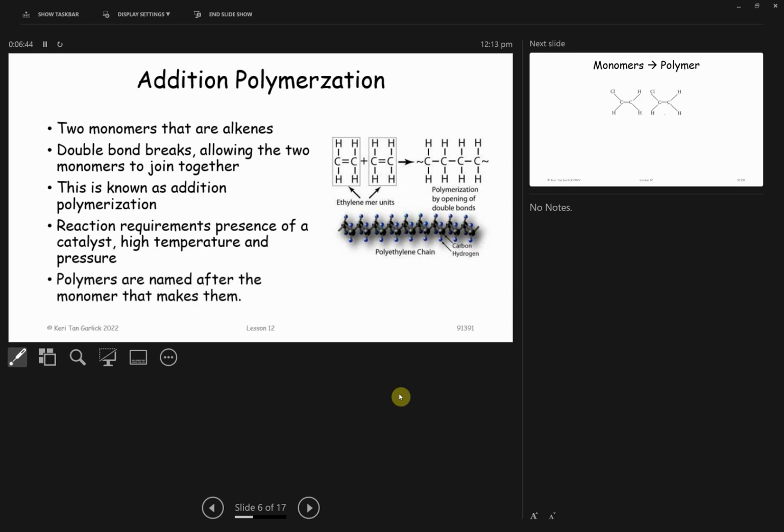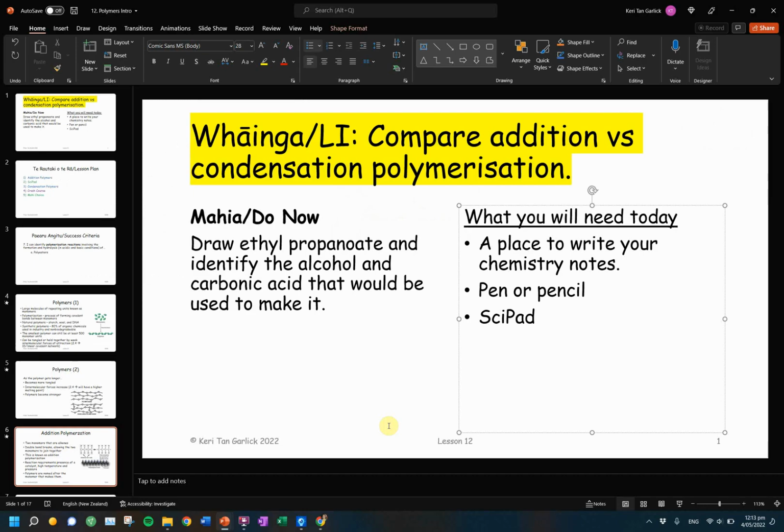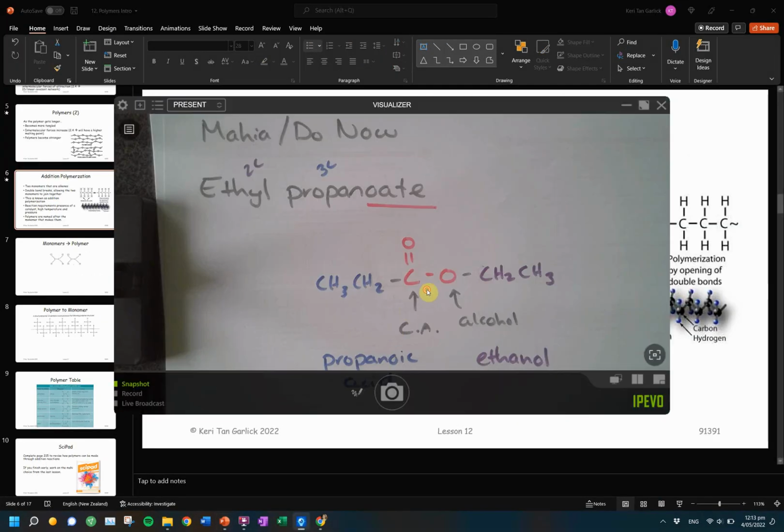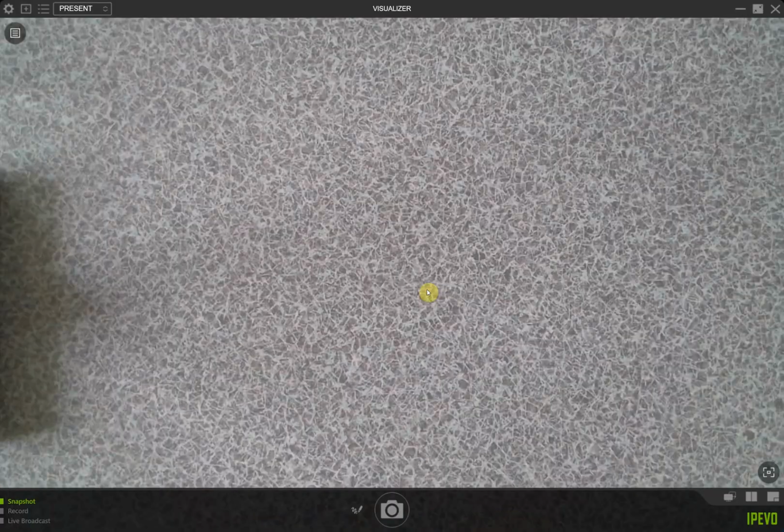And these polymers are going to be named after the monomer that creates them. So you reference the monomer and put the word polymer in front of it. So let's look at how we make them and put them all together and get a chance to practice that material.